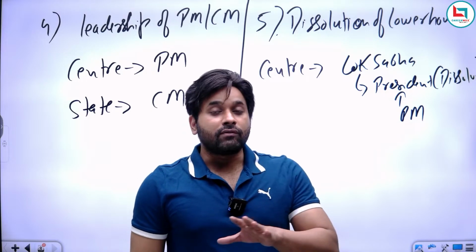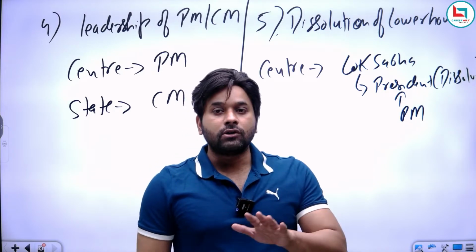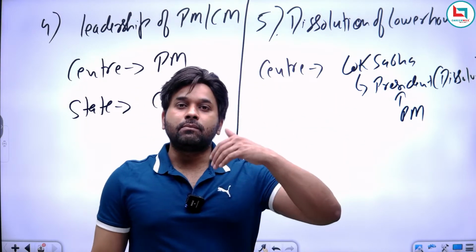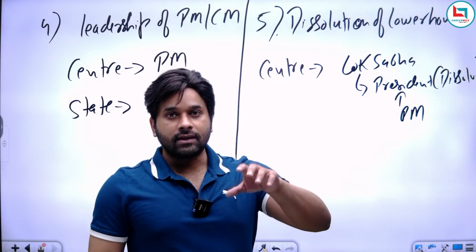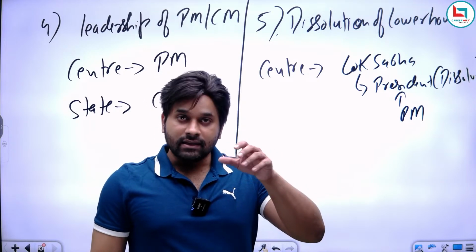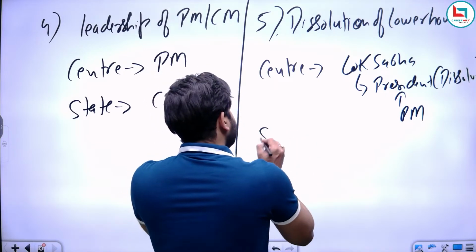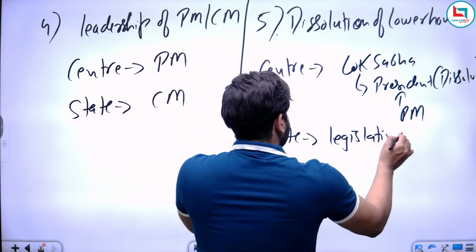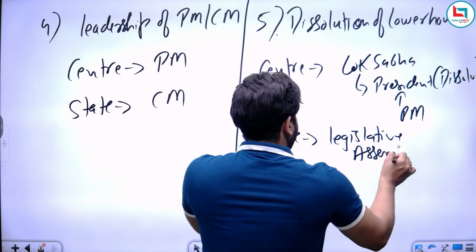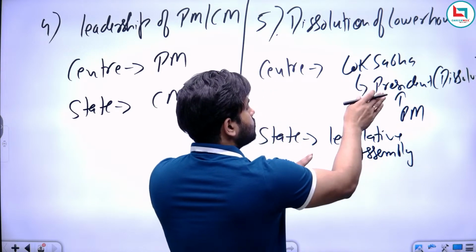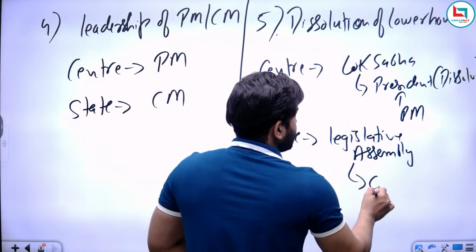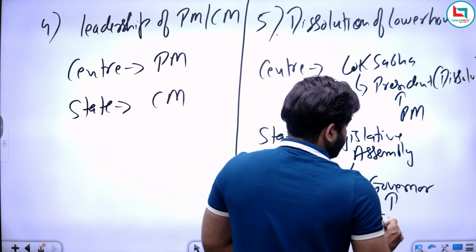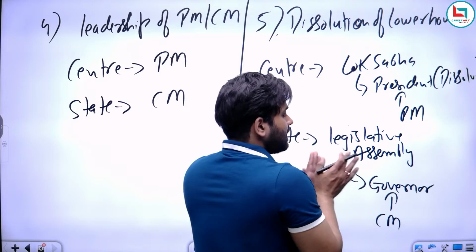Without the Prime Minister, the president has no power to dissolve the Lok Sabha. So in a parliamentary system, the lower house can be dissolved, and we all know at the center it is the Lok Sabha, and in states, which is the lower house? It is the Legislative Assembly. So in states, it is the Legislative Assembly, and now we all know if the president is able to dissolve the Lok Sabha, the same thing will be done by the governor at this level, and here the CM will recommend to the governor that you dissolve the Legislative Assembly.